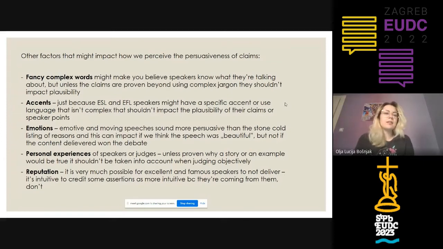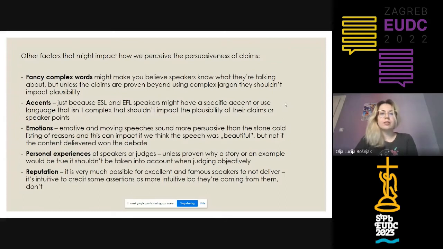Secondly, accents. Again, just because someone is ESL or EFL and we might all have specific accents, yeah, use language that isn't complex. Just use normal, reasonable words. That also shouldn't impact the persuasiveness of someone's claims or speaker points.